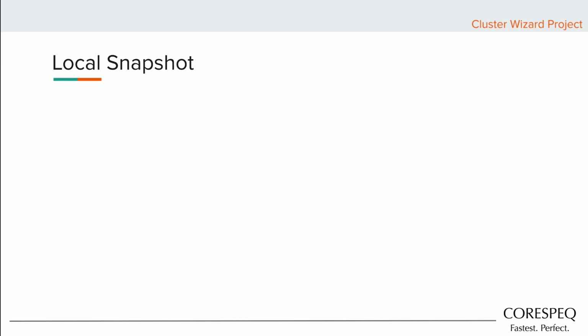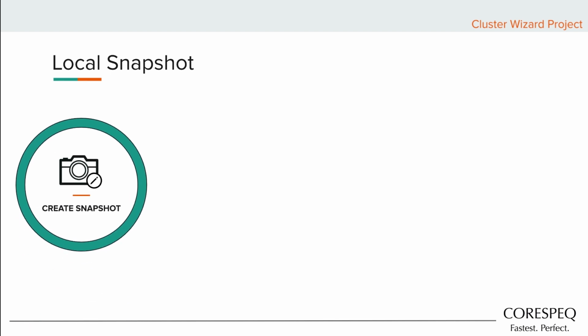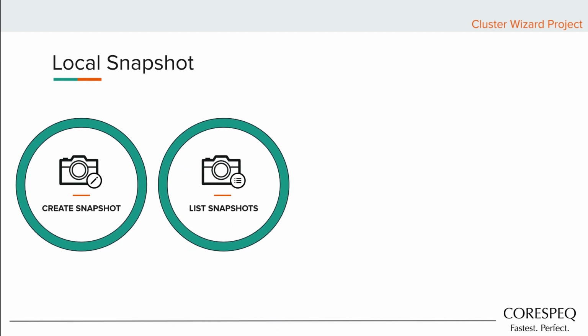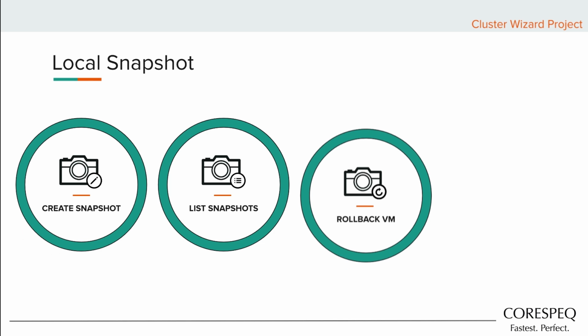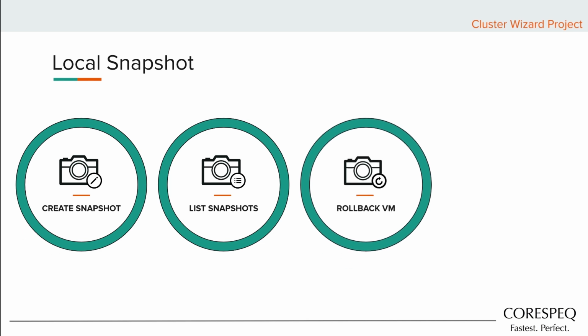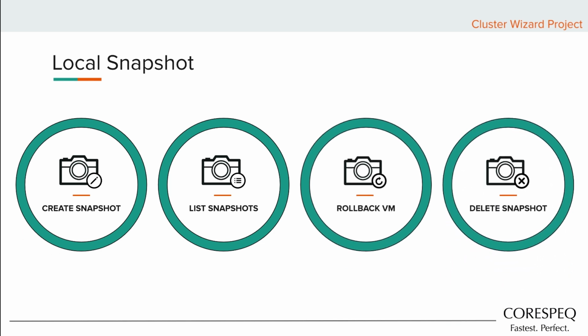Local snapshot. In this section, we will have a look at creating, using, and deleting VM snapshots using Node Client. We will start by creating a VM snapshot, then listing snapshots. Further, we will look at how to roll back a VM to a snapshot, and we will finally delete a snapshot. Let's have a look at the syntax for the commands used for snapshot management.